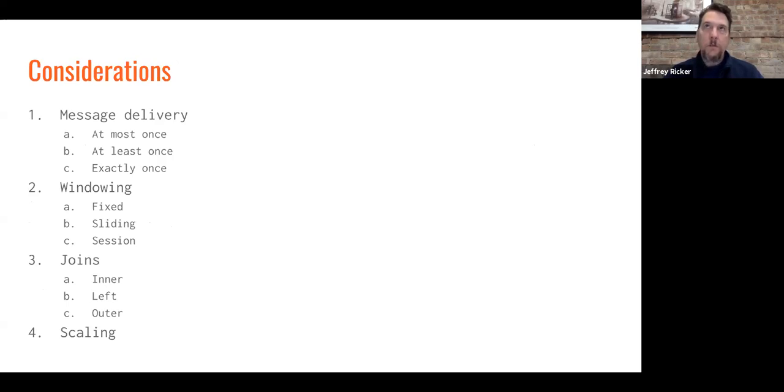All right. Now with that, we're going to dive into 4 considerations that you have to deal with when programming. The first one is message delivery. The second is windowing, which is how do you deal with continuous time. The third is joins, and the fourth is scaling.